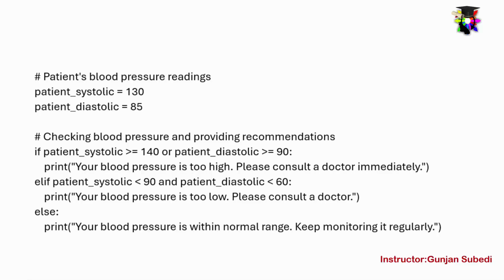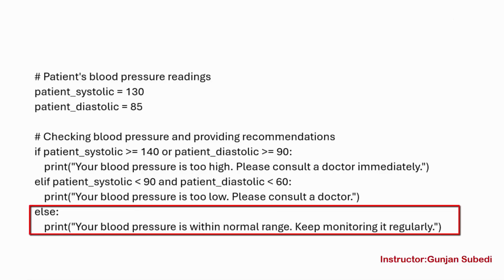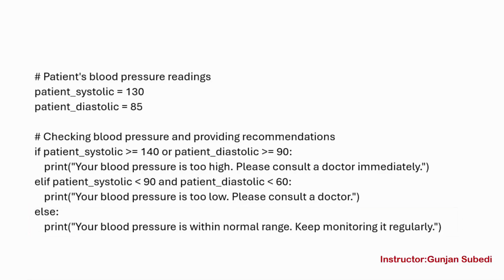If both the systolic pressure is less than 90 mmHg and the diastolic pressure is less than 60 mmHg, the program prints a message indicating that blood pressure is too low and advises the patient to consult the doctor. If none of the above conditions are met, the program prints a message indicating that the blood pressure is within the normal range and advises the patient to keep monitoring it regularly. So let us see in the Python interface the output of this code.